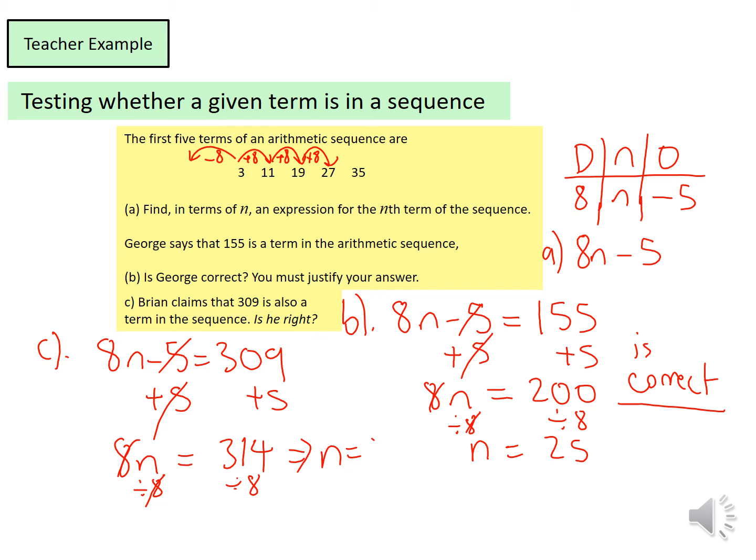of n equals 39.25. Now because this is not a whole number, it will not be in this sequence. This term cannot be in this sequence. So Brian is wrong.